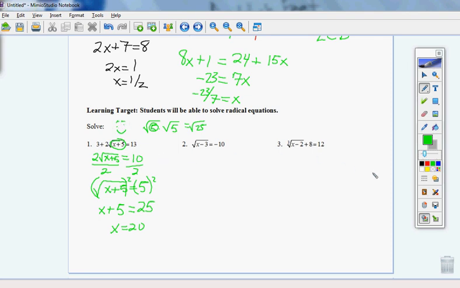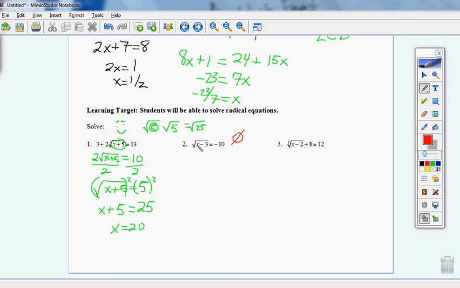All right, moving along. On the next one, I'm going to tell you right now that the answer is no solution, and I'm done. Because I can't take the square root of a number and get a negative. All right, the square root of any number we know is going to be a positive number. It's called the principal square root.